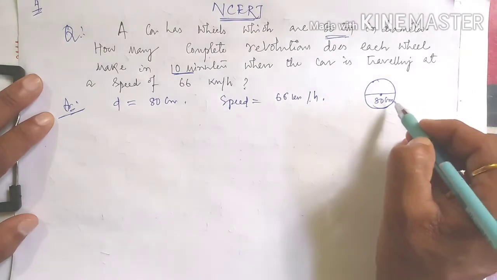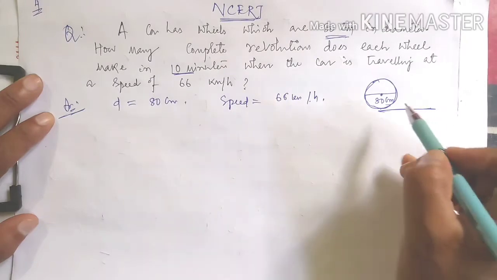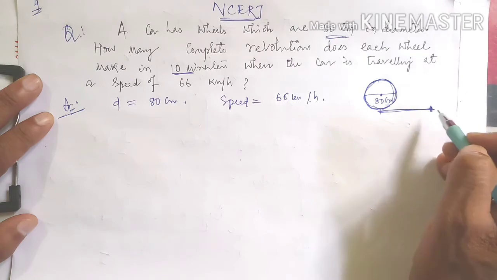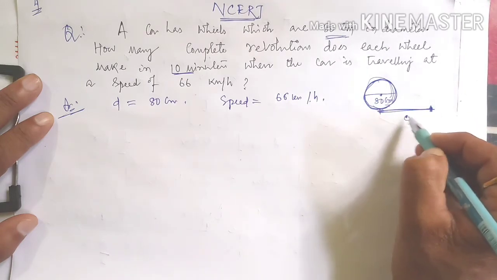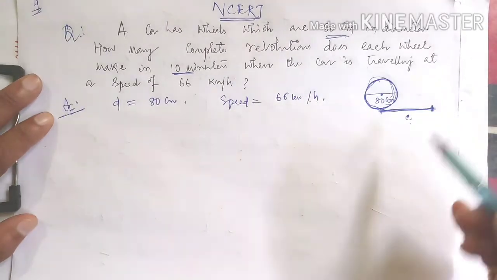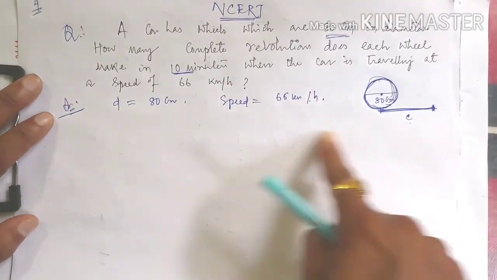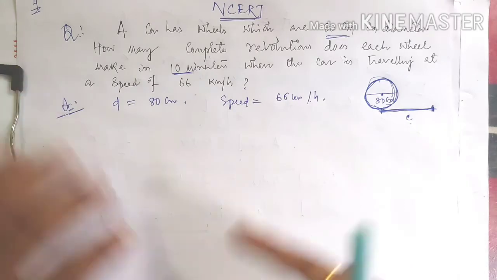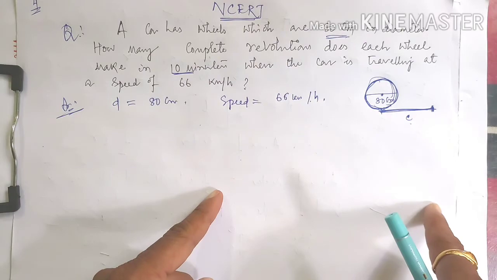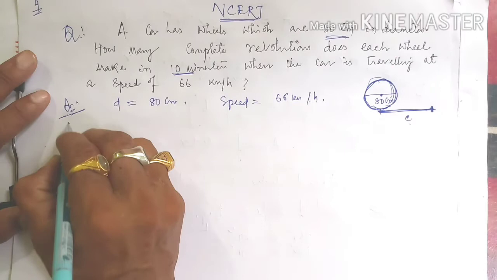See one thing, students. One revolution means what? Suppose a car wheel revolves, the circumference of that wheel is the distance covered by the wheel. One revolution means that distance. Another revolution means another circumference, like this. When it moves in a straight path, the distance covered by the wheel equals the circumference of that wheel.